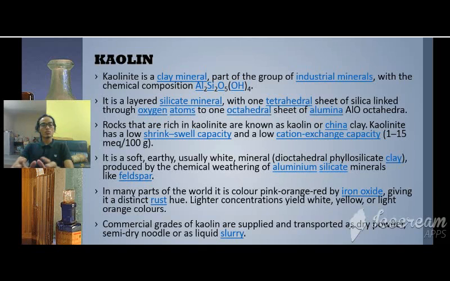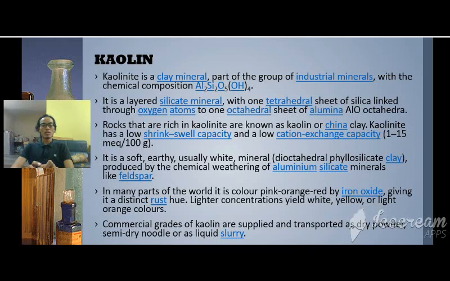So for example, we can see in our rocks that they are enriched in kaolinite. It is also known as China clay. So this kaolinite or China clay has a low swell capacity and a low cation exchange capacity. It is very soft, earthy, and the color is usually white. It is also a mineral produced by the chemical weathering of aluminum silicates like feldspar.